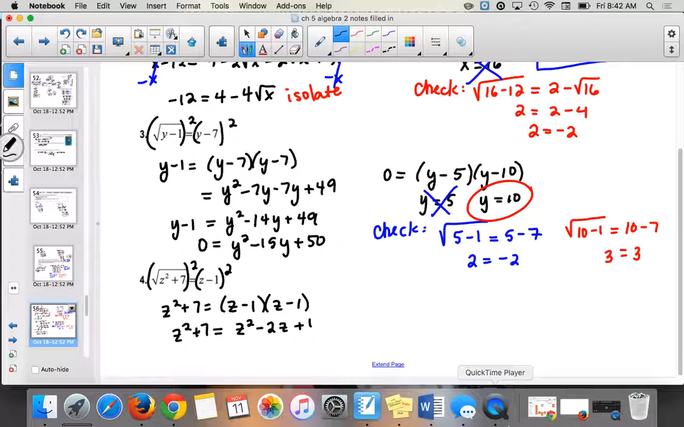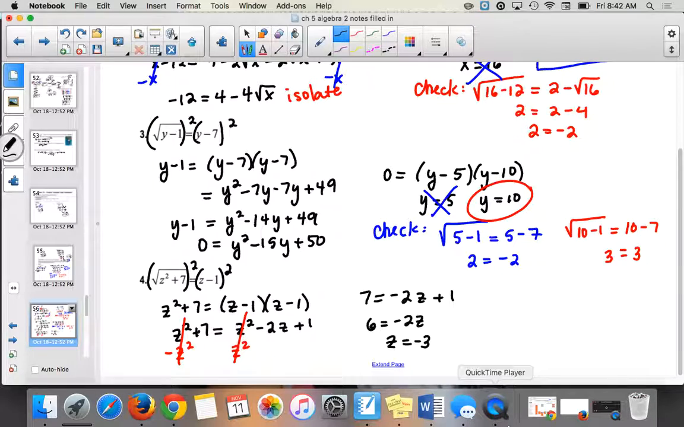So these are the ones I always like where you don't have to factor. Do you guys see how we don't have to factor? Yeah, those z squareds go away. We like those ones. So we get 7 is equal to negative 2z plus 1. Subtract the 1 over, we get 6 is equal to negative 2z. So z is equal to negative 3.